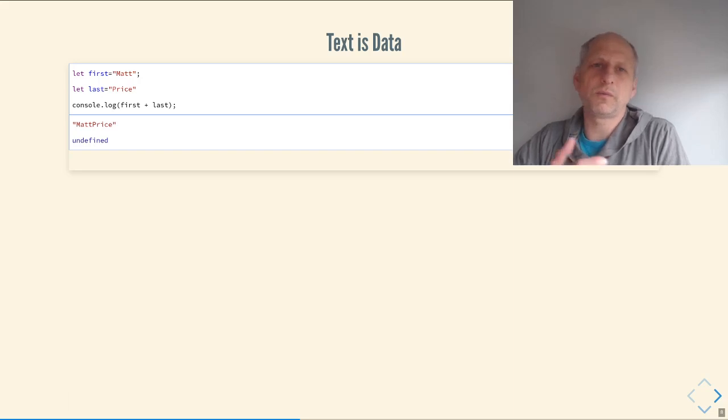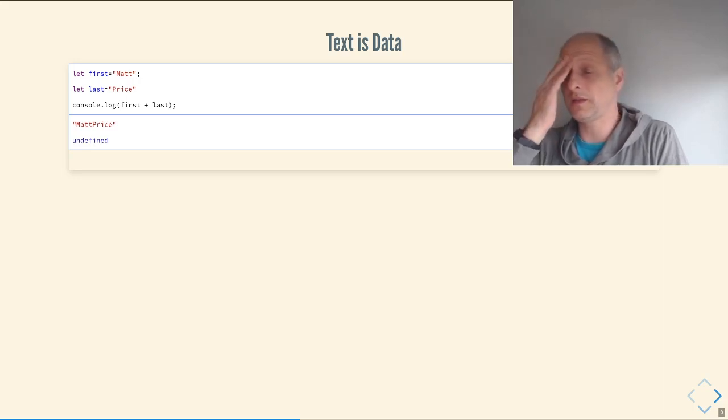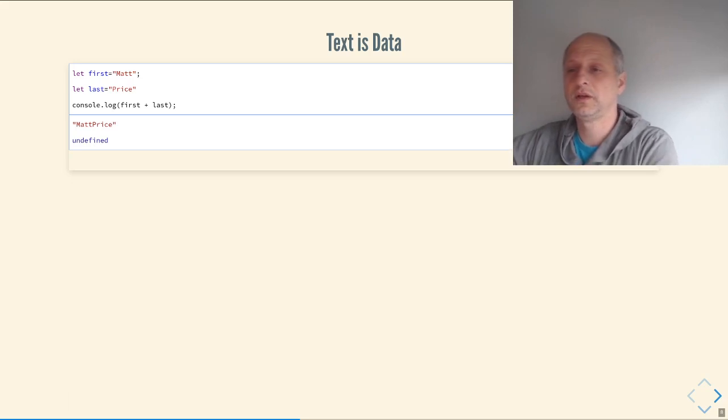It's important that we work with textual information, the textual display of information, and so we can begin to get a taste for this by working a little bit with the manipulation of text. We can see here I've declared two variables, first and last, which are my first and last names, Matt and Price, and now I'm logging those names to the console, and we get a new string of characters, which has a little problem, which is that they are missing a space.